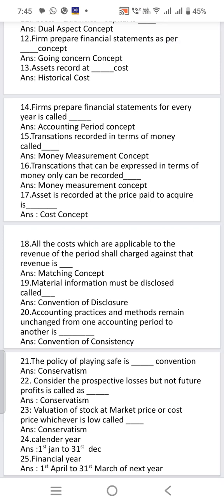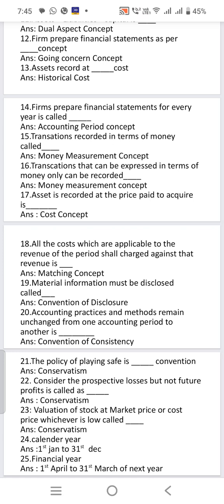The next one is stock. Generally we value the stock at market price or cost price, whichever is lower, called the conservatism principle. What does the conservatism principle explain? Value the stock at cost price or market price, whichever is lower.